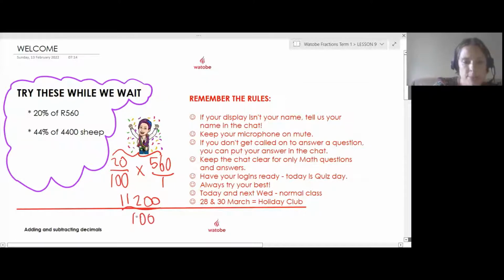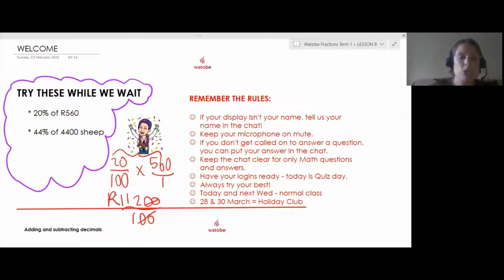Over 100. And then when we divide 11,200 by 100, we can cross off those two zeros and cross off those two zeros. And we're left with 112 Rand. So 20% of 560 means 20 over 100 times 560. When you work it out on your calculator, you multiply your numerators together over your denominators multiplied together.